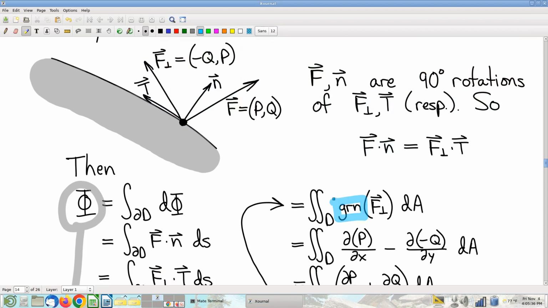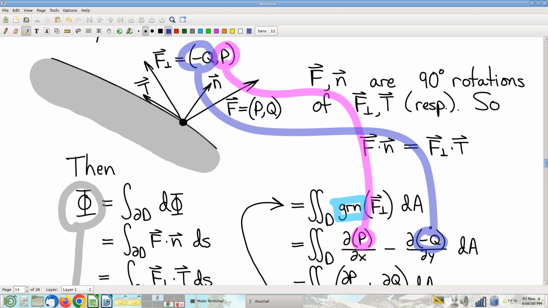It's tempting to memorize the letters dq dx minus dp dy. You really can't do that here. It's the x partial of the second component, which we normally would call q, right? But in particular, x partial of the second component, that being p, and then minus the y partial of the first component, in this case being minus q. Everybody see that?